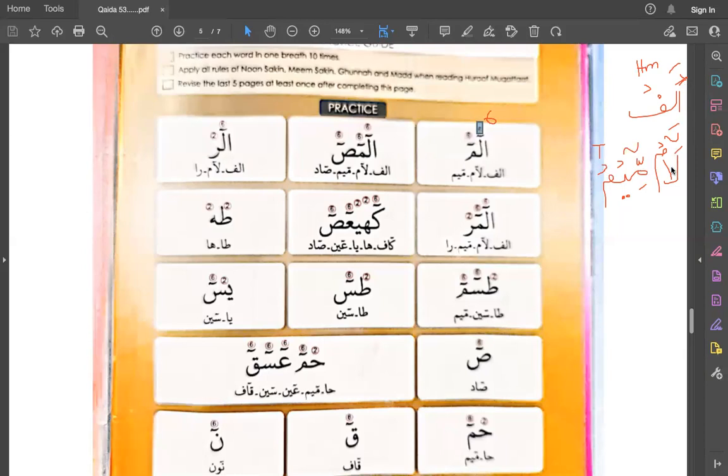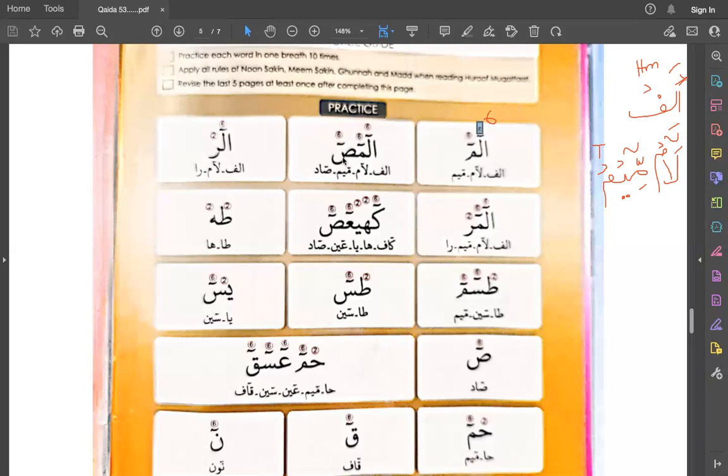Alif, lam, mim. This will be alif, said as it is, not long. Lam, 6 counts long. Mim, the same way, lam and mim. At the end of lam there is mim, and at the beginning of mim there is mim. So there will be idgham shafawi.